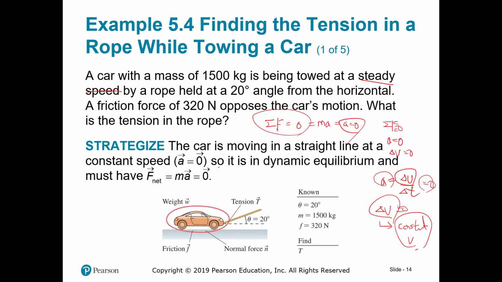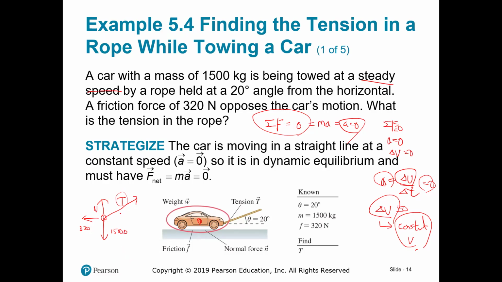Now, very first step again, you have an object here, and you find out all forces acting on the object. Tension is acting, normal force is acting, weight is acting, and friction is acting here. And all net force must be zero. They said the friction is 320, and the mass is 1500 times g, so 15000. And the normal force, basically we don't know what the normal force is.